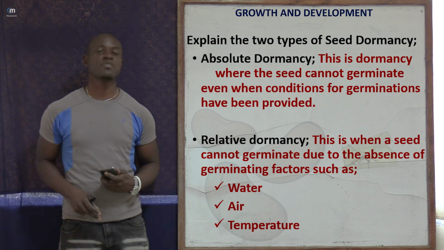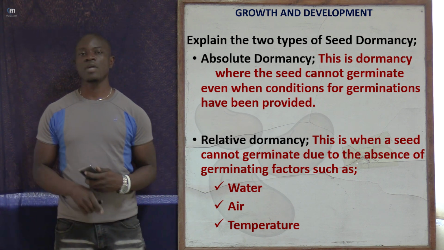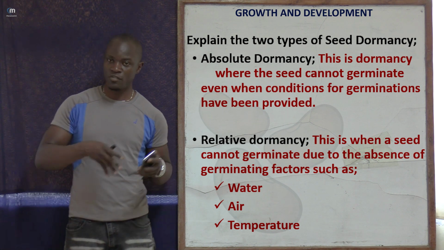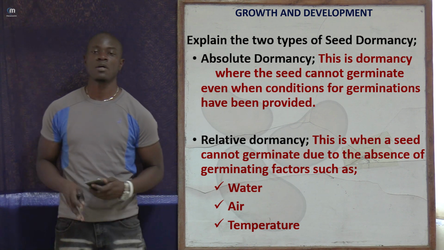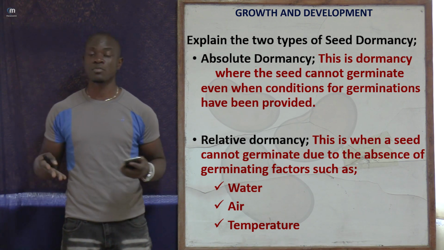So which are these two types of seed dormancy? The first type is absolute dormancy, and then we have relative dormancy. These are the two types of seed dormancy. But now the question is asking us to explain the two types of seed dormancy.